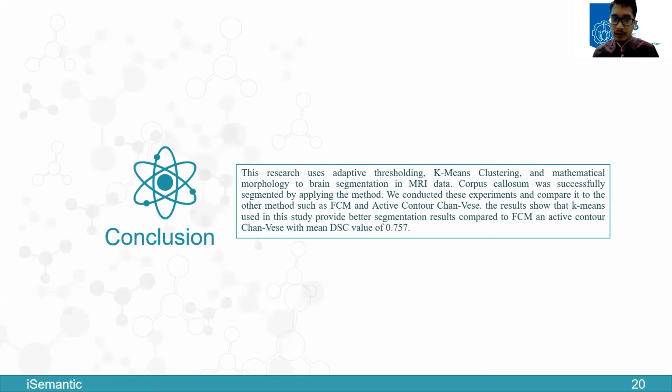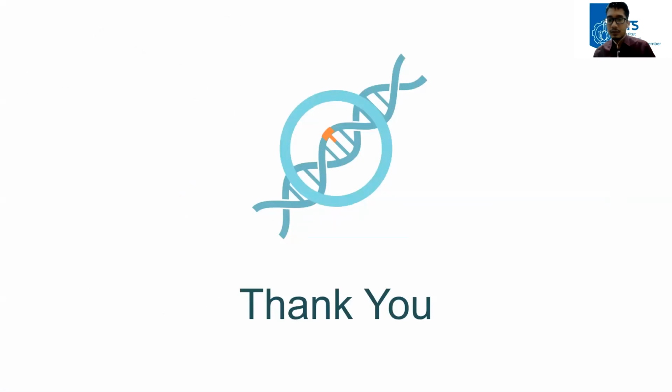For the conclusion, this research uses adaptive thresholding, K-means clustering, and mathematical morphology for brain segmentation in MRI data. The corpus callosum was successfully segmented, and we have also compared this method to FCM, or fuzzy C-means, and active contour, and achieved the best result with a DSC value of 0.757. Thank you for your attention.